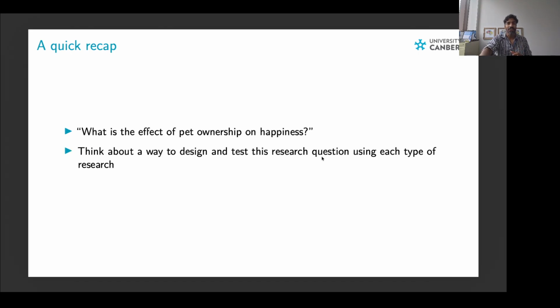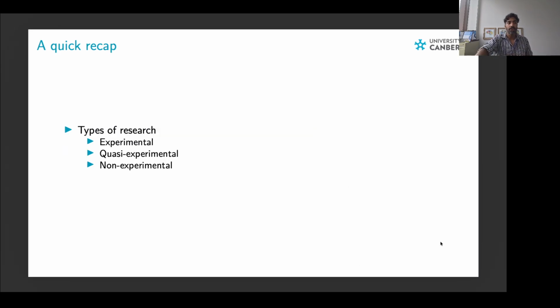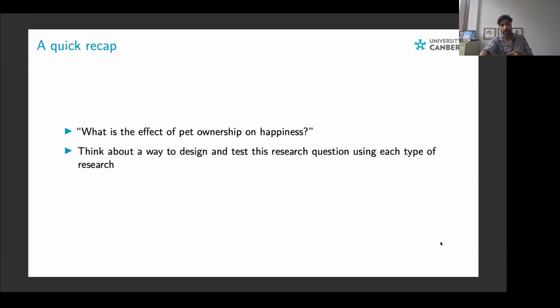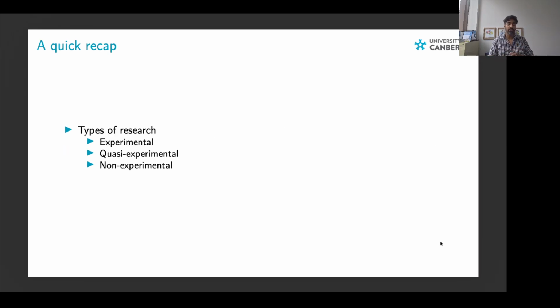Okay, excellent. So I gave you an example in the last lecture about what is the effect of pet ownership on happiness. And think about a way to design and test this research question using each of the different types of research that we had above. So if we look at that question in terms of pet ownership on happiness, how does it match on to each of these three? So hopefully you had a crack at this yourself. If not, you can pause the video now and then take a bit of time, have a think, how would you design the study in each of these contexts? Assuming you've paused the video and now you've rejoined, or you already did the homework, good on you.